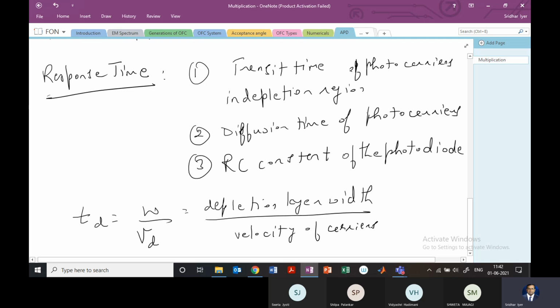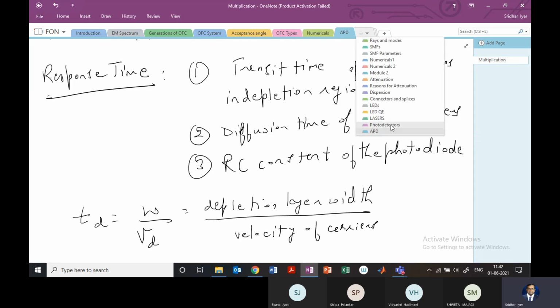Right, so how many of these carriers will be there, what is their velocity, and that related to the depletion layer width will give you the transit time, right? In terms of diffusion time, since it is an RC circuit, the RC constant is going to affect it, and then we look at the rise time and the fall time. So that diagram I just have for reference.